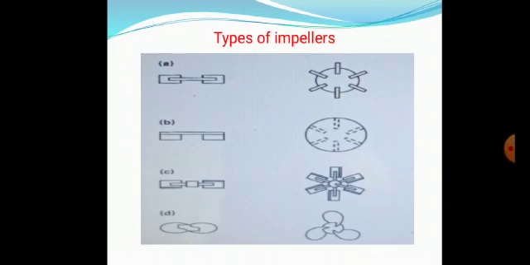Now these are the agitators, these are the blades. You can see different types of blades are there. Four types are there, as I told you. The first type, A, it is called disk turbine. You can see two columns. In the first column, four types are given, and in the second column, the same four types are given. The left hand side column you can call the vertical view, and the right hand side column you can call the horizontal view.